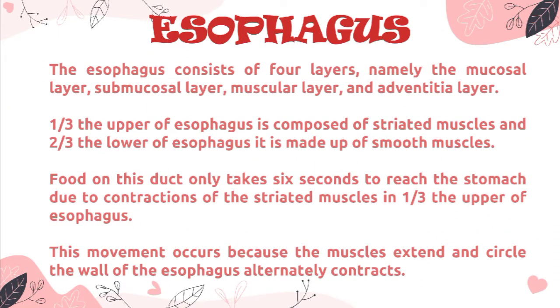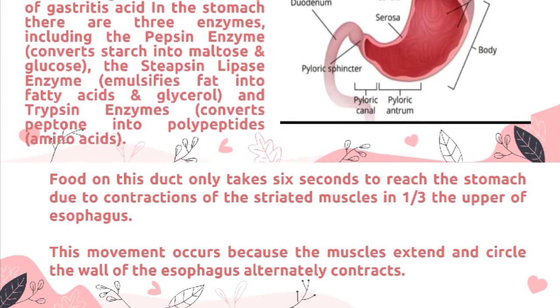The esophagus consists of 4 layers, namely the mucosal layer, submucosal layer, muscular layer, and adventitial layer. The upper 1/3 of the esophagus is composed of striated muscles, and the lower 2/3 is made up of smooth muscles. Food on this tract only takes 6 seconds to reach the stomach due to contractions of the striated muscles in the upper 1/3 of the esophagus. This movement occurs because the muscles that circle the wall of the esophagus alternately contract.